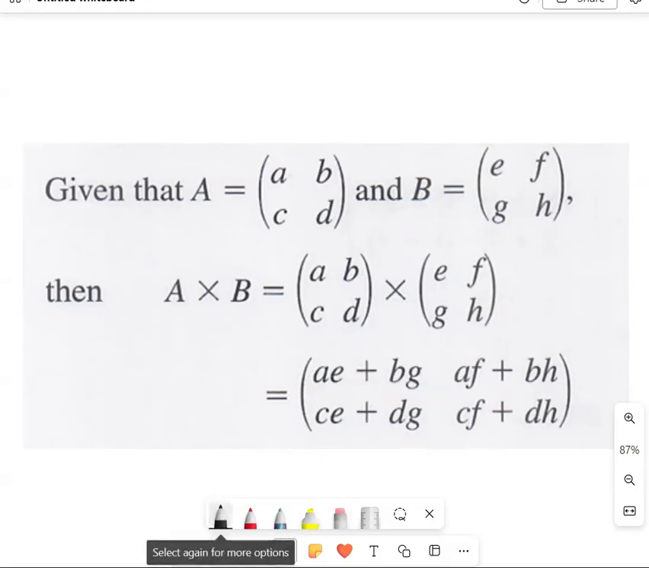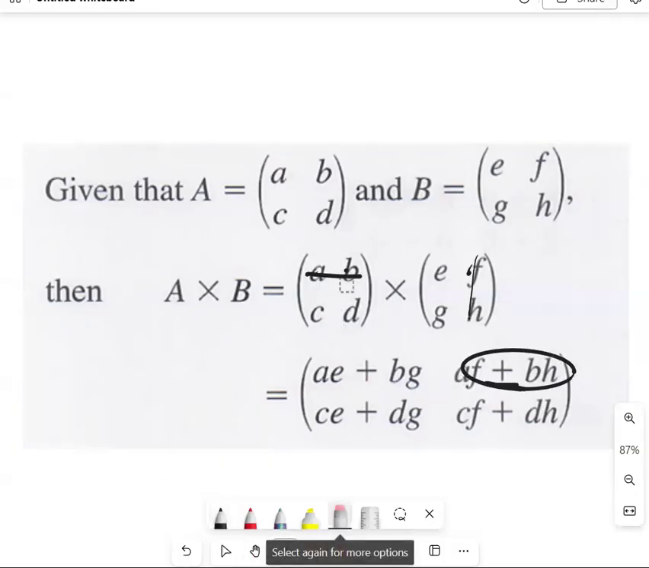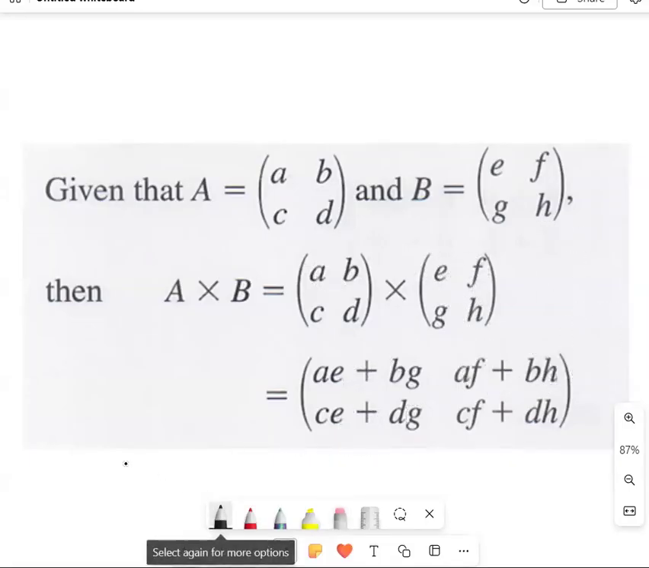Good. Next, we're going to multiply the first row by the second column, and that will give us this number. So A by F plus B by H, that's going to give you this number. Right? And there's no substitute for you trying plenty of these. Now, the second row by the first column will give you this number. C by E plus D by G will give you that.